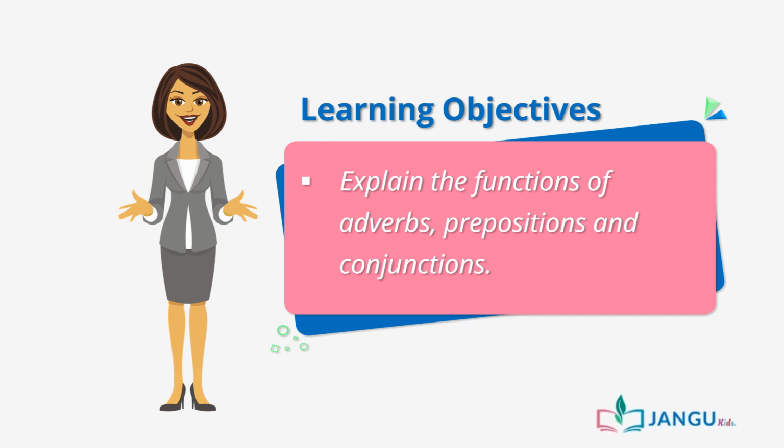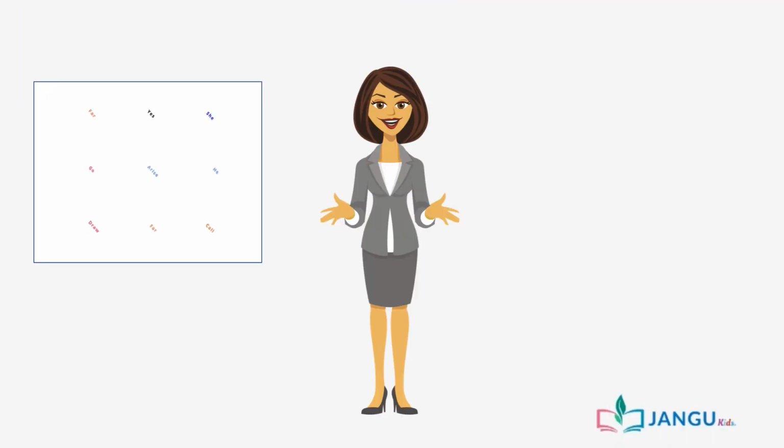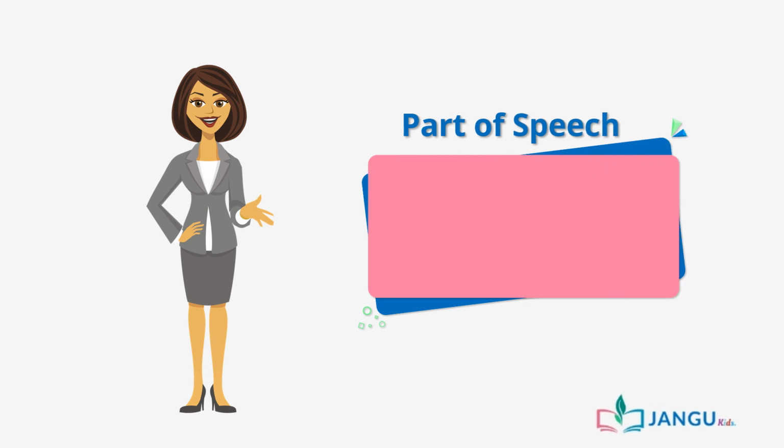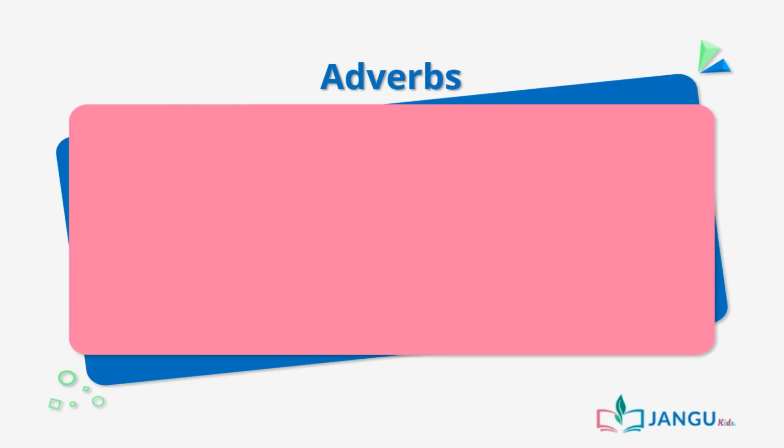Ready? Let's get started. I'm sure you know a lot of words in the English language. What you might not know is that each of these words can be classified as a different part of speech with different functions. Some of the most important parts of speech include adverbs, prepositions, and conjunctions, and we will look at each of them, their functions, and how to use them. The first one we will learn about is adverbs.